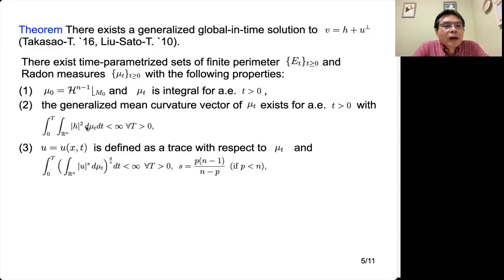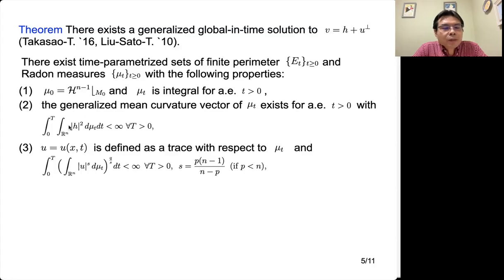Okay. And also this mu_t has a well-defined notion of mean curvature vector, a so-called generalized mean curvature vector, which you can define using the first variation formula, which again I don't want to go into too much. But for this mu_t, which is really like a surface measure, you can define this notion of mean curvature vector, and it's L2 in space-time.